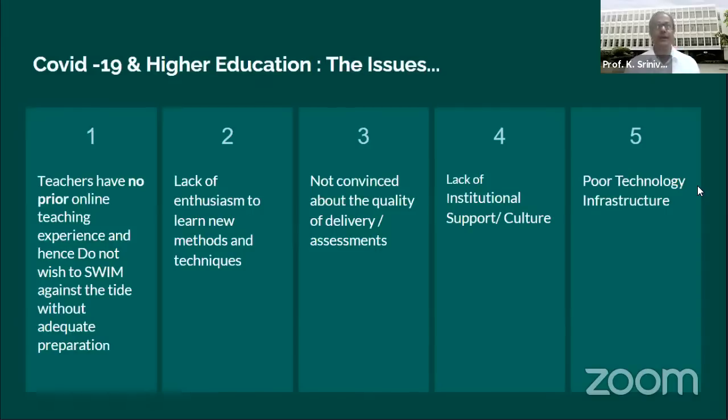One is poor technological infrastructure. Of course, in the new educational policy there is a special head for this, and the Government of India is seriously working on it. Another is lack of institutional support. In some cases it has been noticed that institutional support is very much important, and people are expecting a certain kind of support. Institutional culture and support are also very important. And then a certain section of people are not convinced about the quality of delivery and assessment.